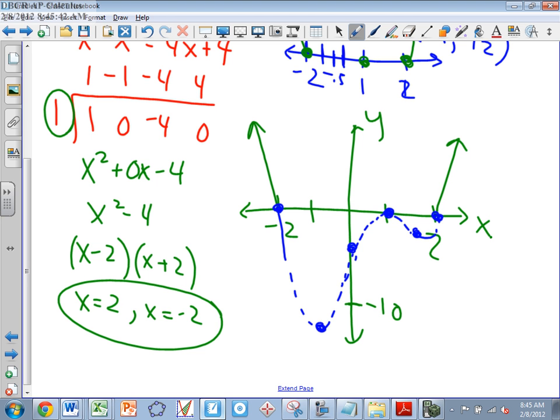Again, I knew this point was here, so I had to loop through that point somewhere. And then I know this is a tangent. So as I approach the next root, it's a tangent. It's got to come back, go through here.